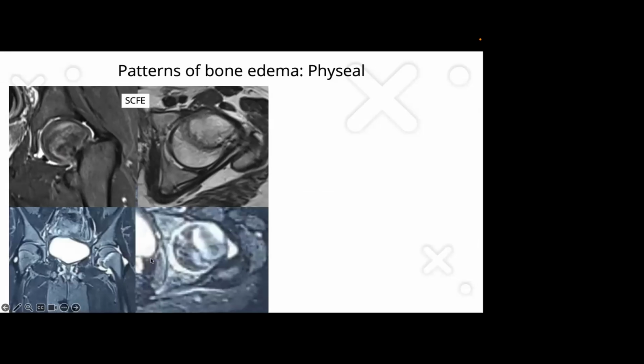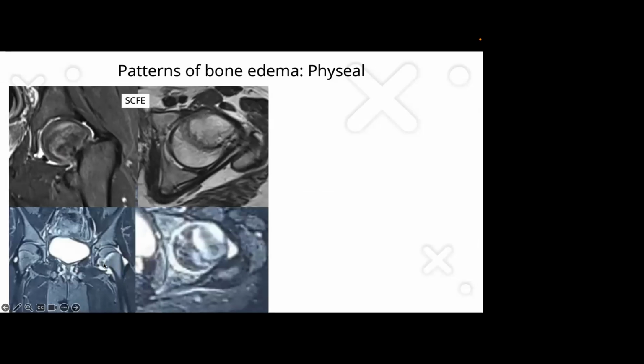Now, this example here is fairly obvious. You can see bone marrow edema along the metaphysis and the epiphysis, and you can see discrete angulation difference along the physis as well here. The sad part about this case is this case was seen about 6 months earlier by somebody else.